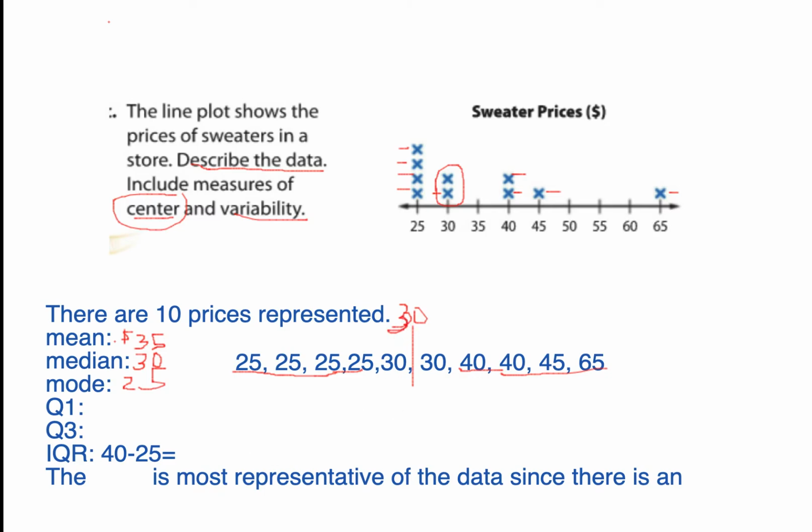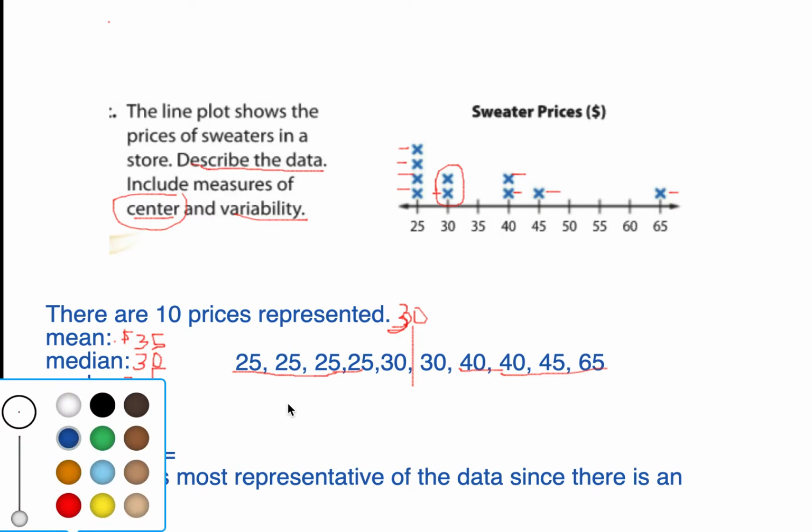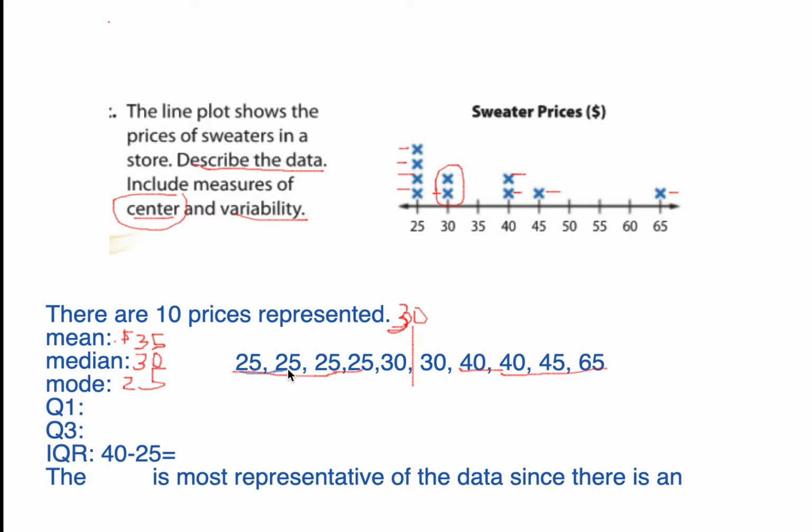Okay, once you do that, then you need to find, I'm going to do a different color, the Q1. So, Q1. So that is your Q1. It's 25. And let's go to Q3. We have 1, 2, 1, 2. Q3 is 40.